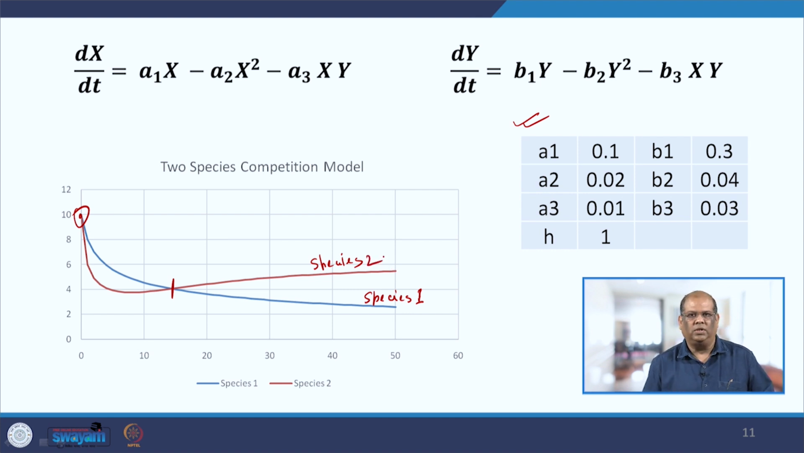So, this is an interesting example, and like this you can change your numerical set of values for AIs and BIs and get different kinds of results. So, that comes to an end of the two species competition model. In our next lecture, we will be learning about the arms race model. Till then, bye bye.